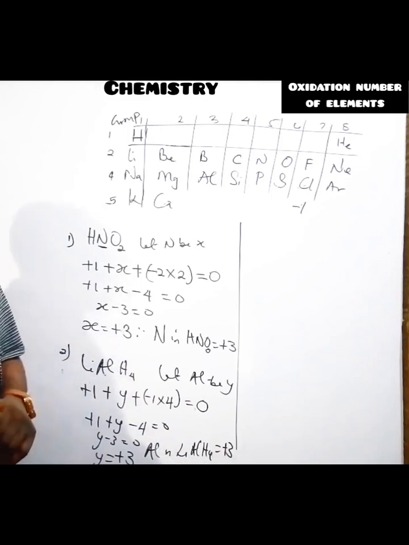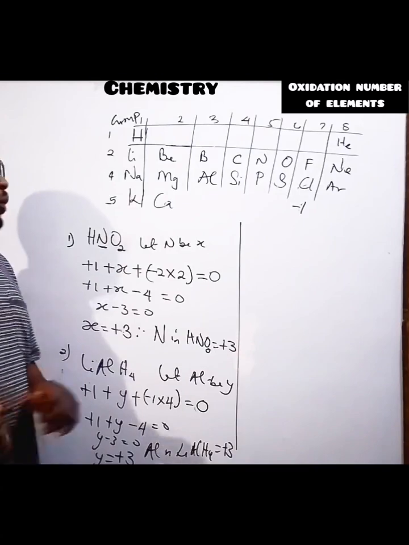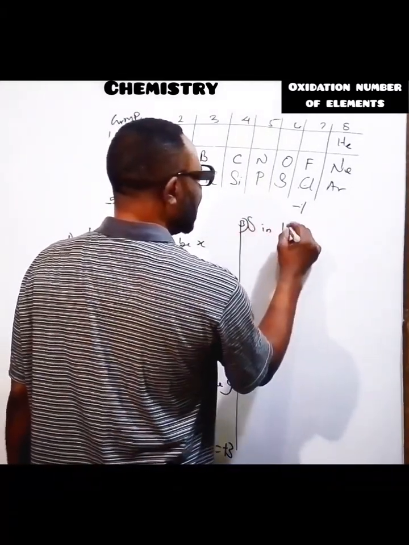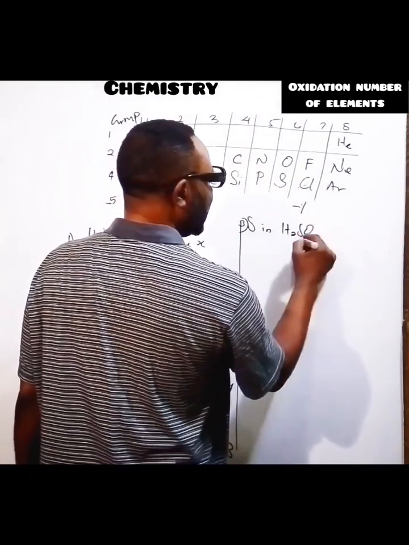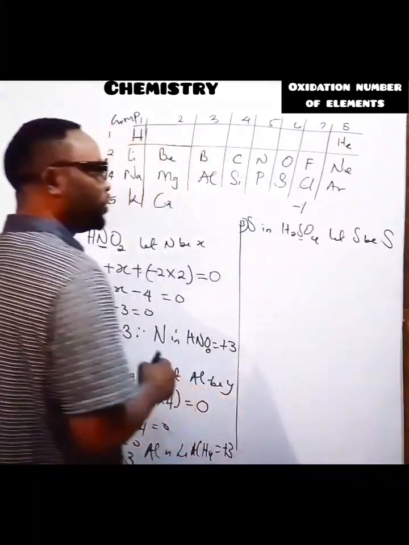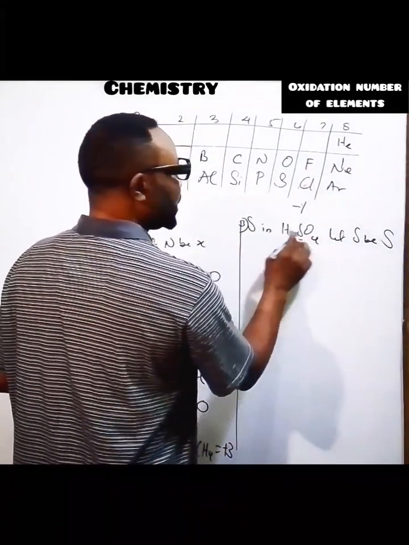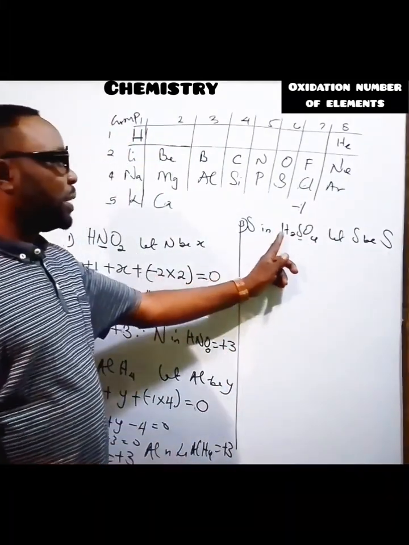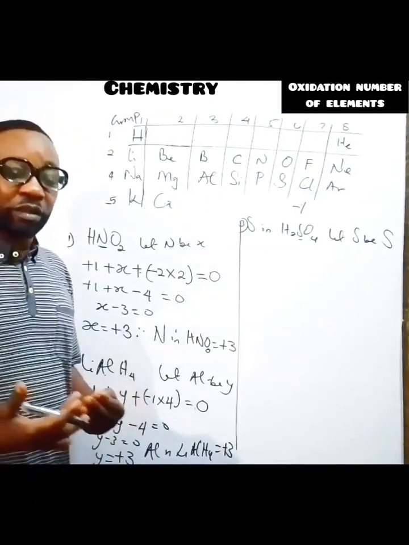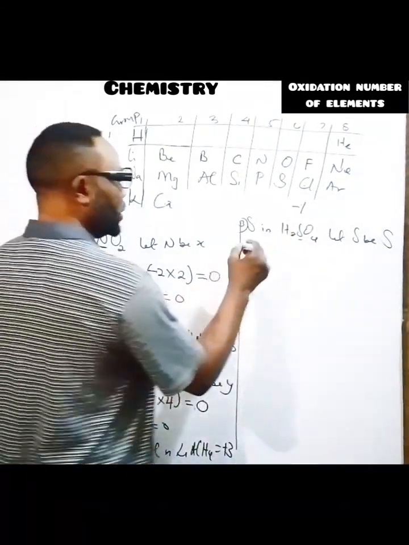Now, the third question says that we should find the oxidation number of sulfur in H2SO4. Let's make use of S itself, sulfur itself. Now, in this state, you can see that it is not a metal that this hydrogen is being combined with, so it's in its compound state. Its oxidation number here will be equal to +1.